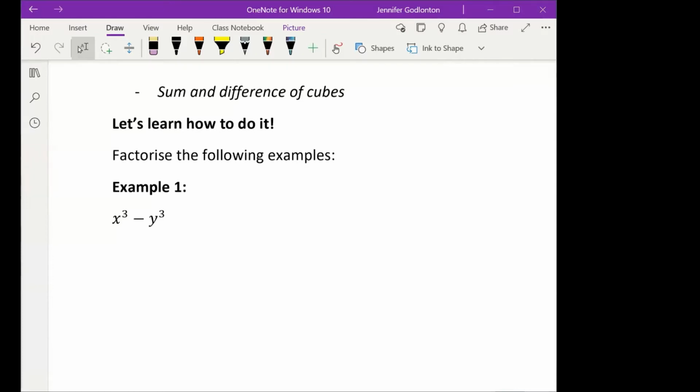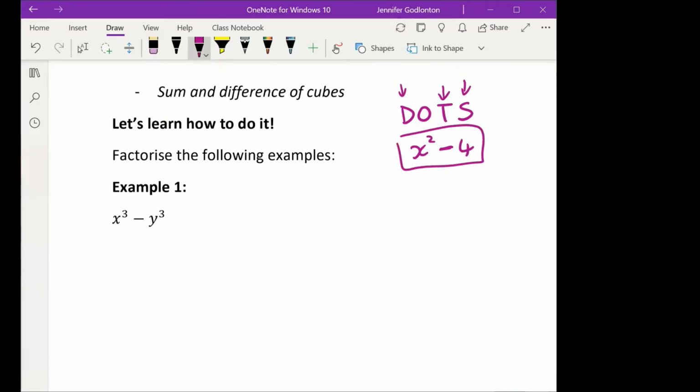Okay, so when we learned difference of two squares, let's just talk about that for a second. Difference of two squares was when I had two terms. That's what the T stands for. So that's our 2. There had to be a minus sign, so that's the D for difference. And both numbers had to be square numbers. That's how I knew I could do difference of two squares.